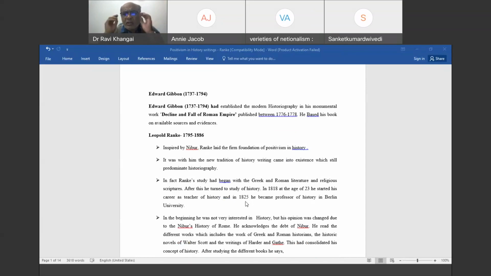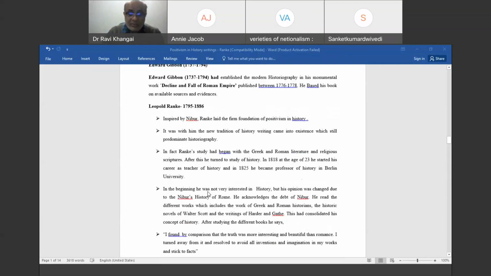Though he liked the novels, he was quite uncomfortable with the way historical facts were distorted while writing a novel. There was a lot of space for imagination in the novel, and historical facts are twisted. So he did not like it, and he thought, why not make a scientific history? And he became a teacher of history at a young age. Later on, he became professor at Berlin University.